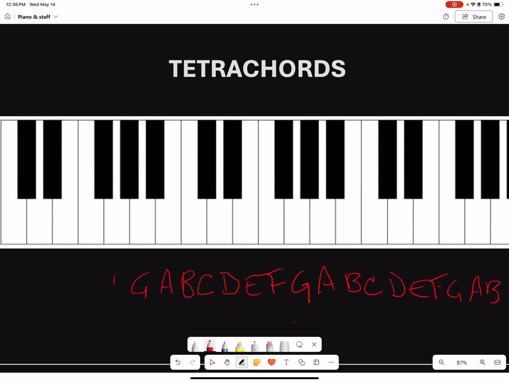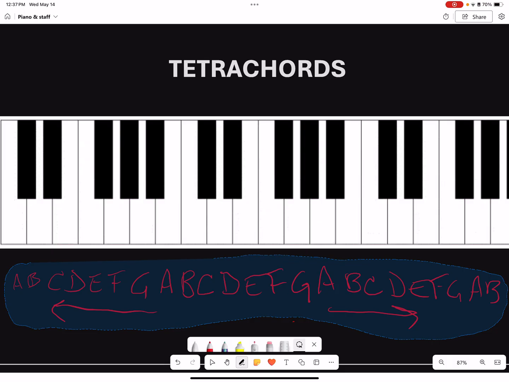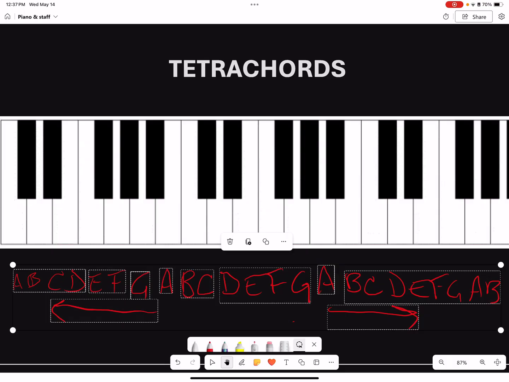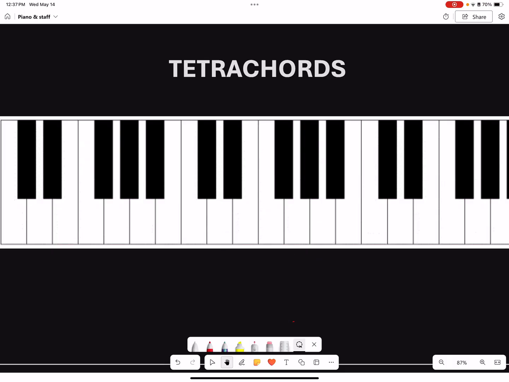Same thing going backwards, okay? It just keeps on going infinitely, theoretically, in both directions. So that's the first thing that we need to all be on the same page about. One is that we are going alphabetically up through the letter G, and then we start over.